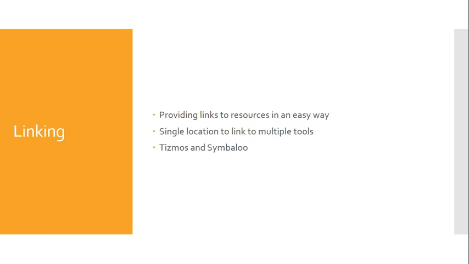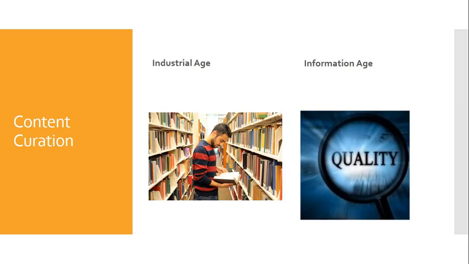So if the links are going to be relatively static, and you're not going to change them year in, year out, then it's probably okay just to have them on your website. But if you're going to be adding things a lot or changing things a lot, then you might want to think about using a tool like Tismos and Symbaloo for linking. Now, content curation is a little bit different than linking. It's similar. There's some overlap here, but you'll see some differences too.